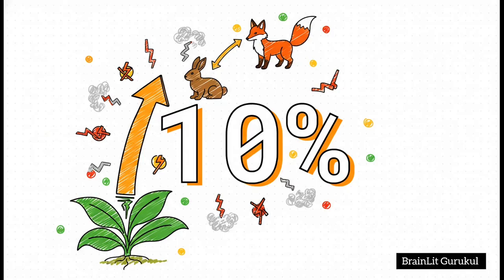Okay, now get this. This number tells a really surprising story. Every time energy moves up one of those levels, say from a plant to the rabbit that eats it, only about 10% of the energy actually makes it. 10%! The other 90% is basically lost, mostly as heat. And that right there is why there are so many more plants in the world than there are top predators. There's just not enough energy to go around at the top.